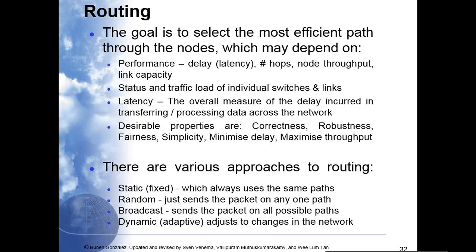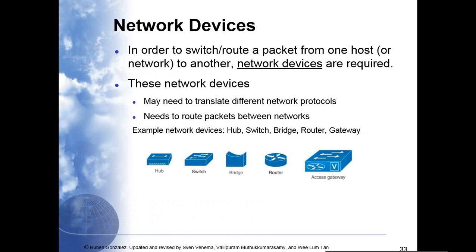So this is probably the most useful one in terms of the kinds of networks that we're probably thinking of. Some network devices. In order to switch or route a packet from one host or network to another, you need some network devices. Those network devices may need to have different jobs. They may need to translate between different network protocols, and they may need to route packets between networks. We've got hubs, switches, bridges, routers, and an access gateway.